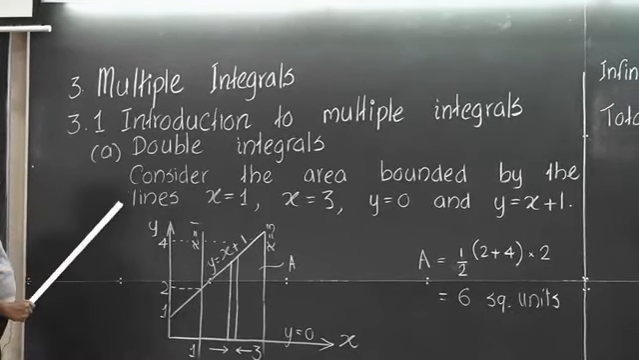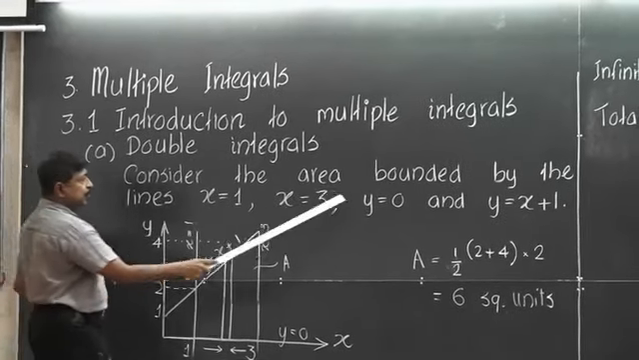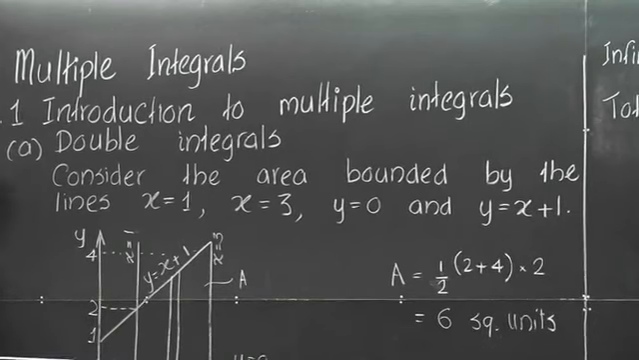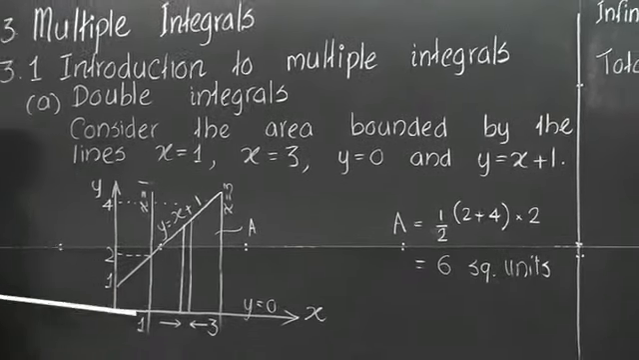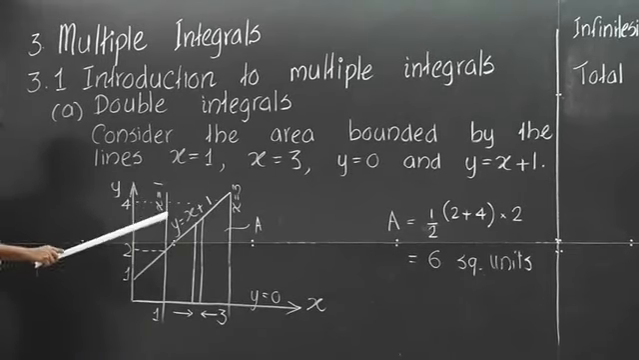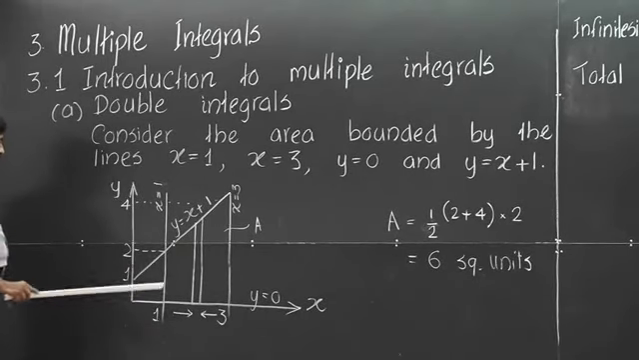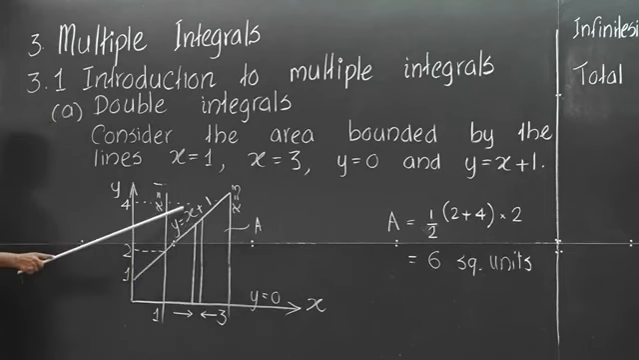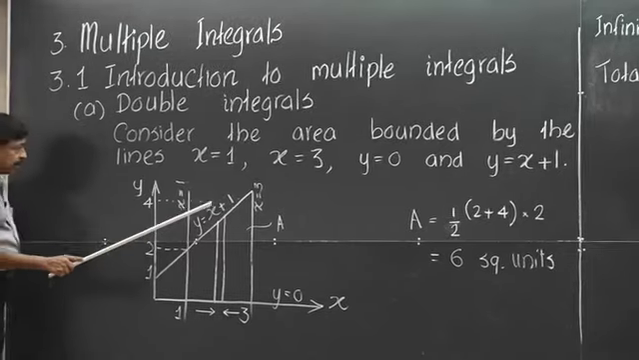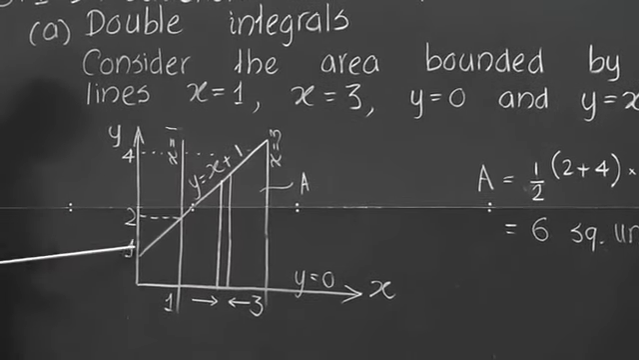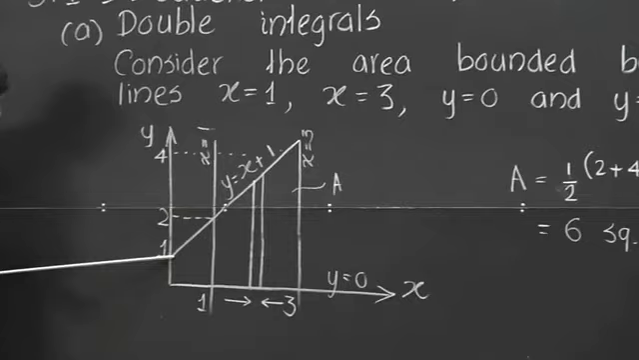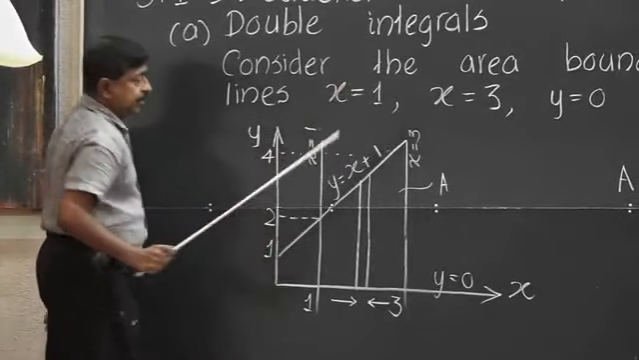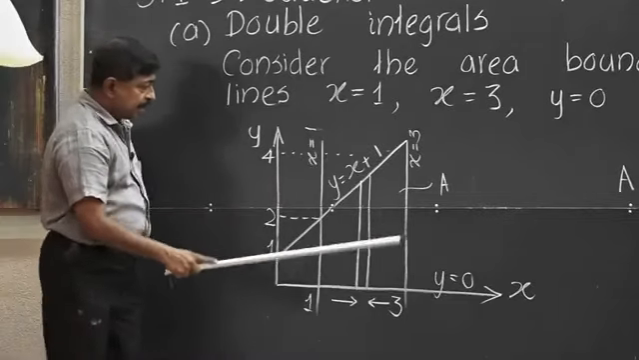Let's consider this area, the area bounded by these four lines. If you sketch them, this is the x-axis, which represents y is equal to 0. This x is equal to 1, which is a line parallel to the y-axis. This x is equal to 3, and the line y is equal to x plus 1 has gradient 1 and intercept 1. Therefore, it has an uphill slope like this. So we try to find this area.